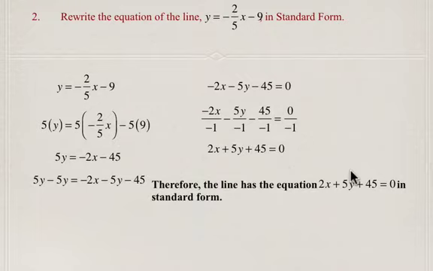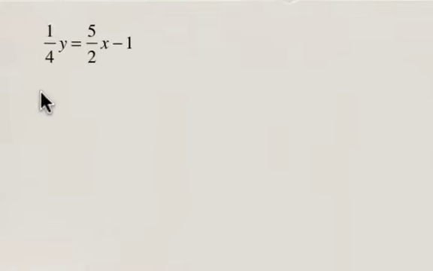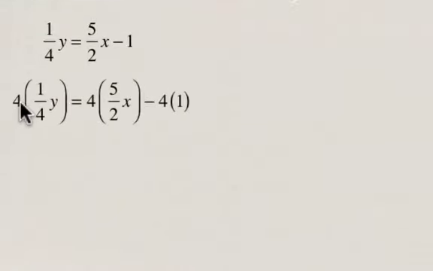Next we'll move on to another example, and what we're going to do here is multiply everything by the lowest common denominator. Here, our lowest common denominator of 4 and 2 is 4. So we're going to multiply everything by 4. When we do that, we end up with 4 times 1/4 y, and the 4's cancel out. And over here, 4 times 5/2 x, 2 goes into itself once and into 4 2 times, so it's going to be 2 times 5x.